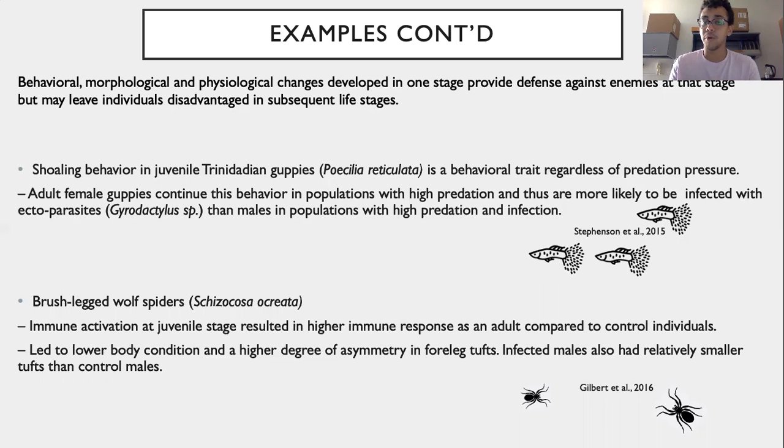This led to a lower body condition and a higher degree of asymmetry in foreleg tufts as well, meaning that infected males had relatively smaller tufts than control males. So this gets at that trade-off between sexual reproduction and fitness and immune response to disease in their environment.